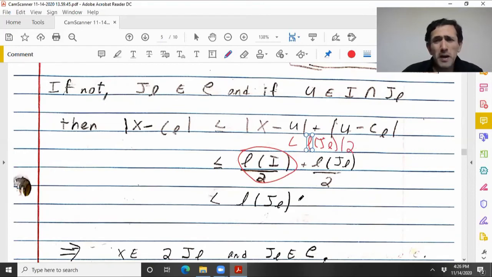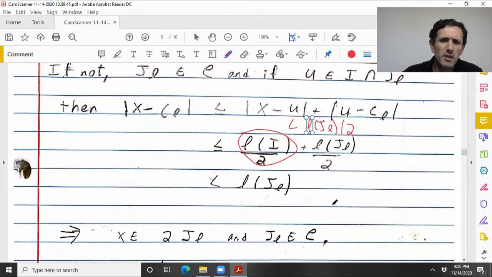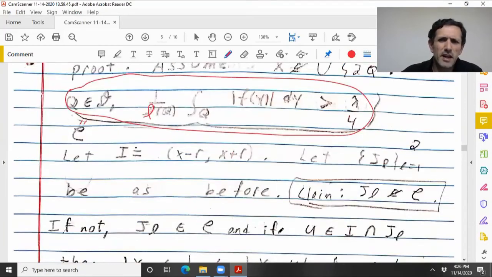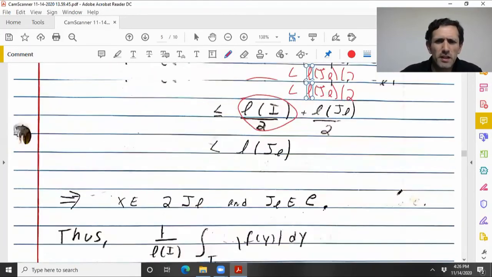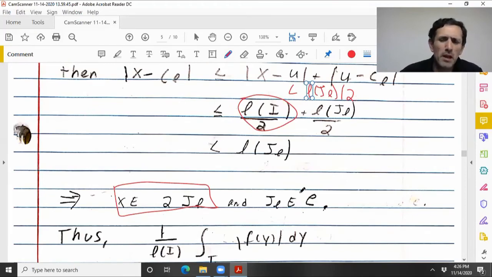Okay. So by definition of 2 times JL, that means X is in 2 times JL. And, well, we're assuming JL is in script C, so that means X is in this union here. So the contradiction here is that this proves that JL cannot be in C. If it is, then we get a contradiction. There's really no contradiction here. This will always be true. If X is in I, and we pick JL in this way, then X will be in 2JL. We just proved that. So the contradiction is here. So JL is not in script C.